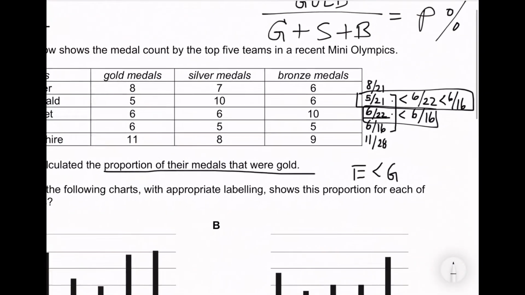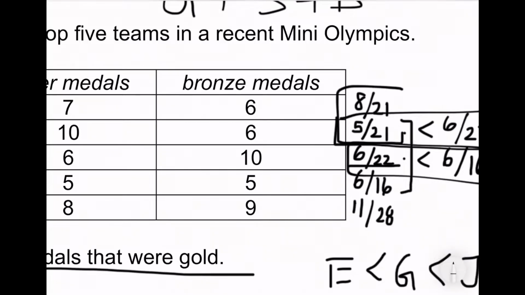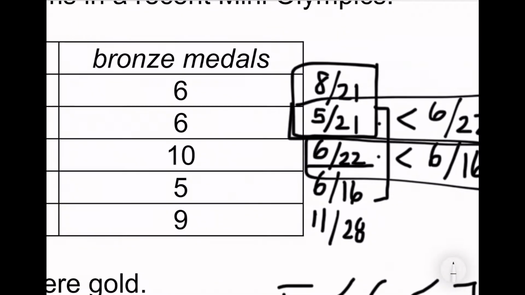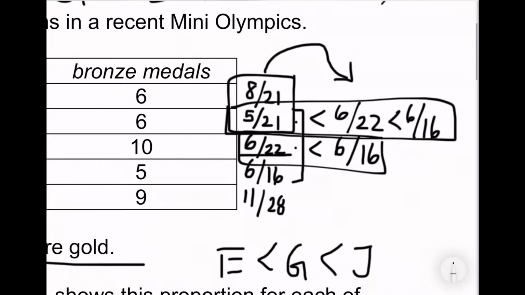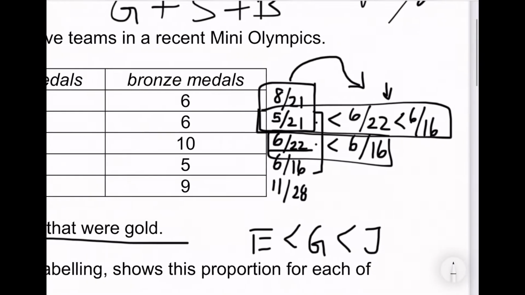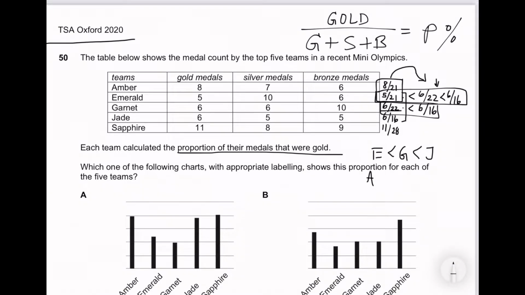So we know that E is smaller than G, and that Jade is larger than both of them, right? The proportion for Jade team is larger than both of them. And we have 2 of these fractions here, by the way, right? We have 5 out of 21 and 8 out of 21, and we're asking which one is larger. Well, obviously 8 is larger, right? We don't know how large 8 out of 21 is in relation to these. I'm assuming it falls somewhere around here. It's going to be larger than 6 out of 22, but I'm not quite sure. But we just know that out of these, Amber is going to have a taller bar. Amber is going to have a taller bar than Emerald. Okay.